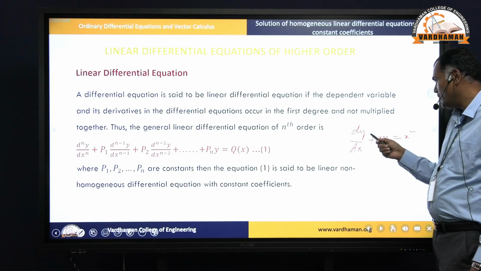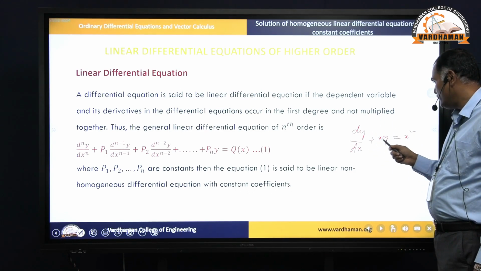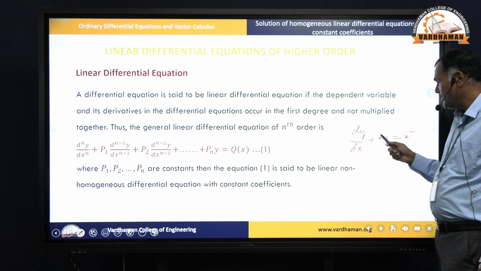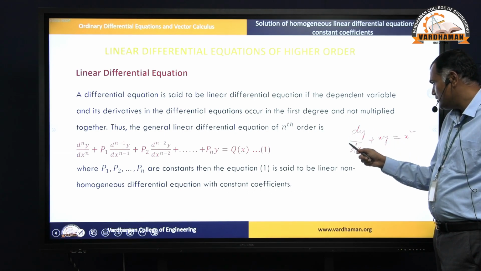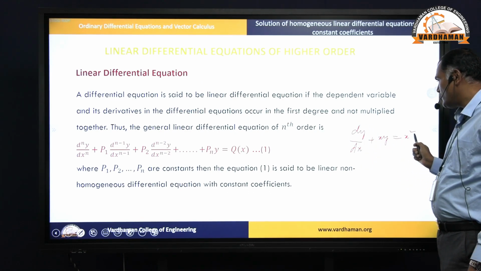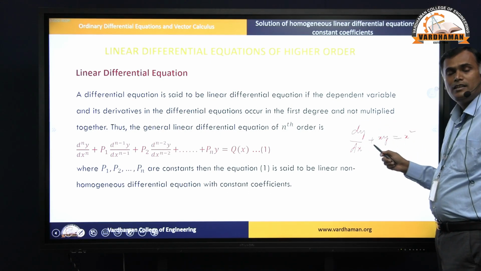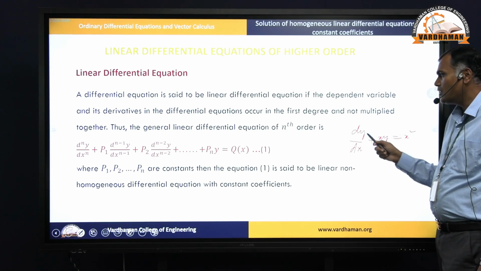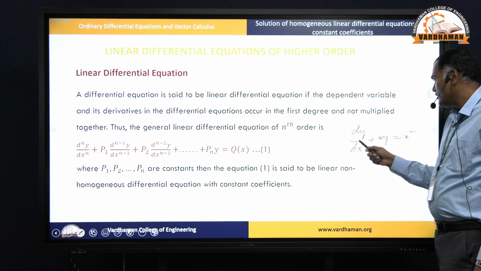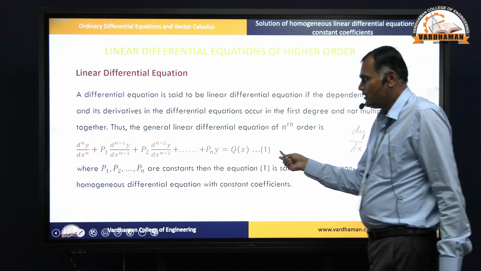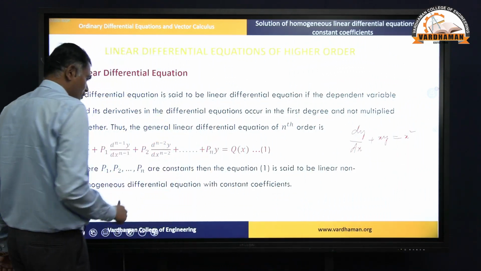Clearly it is of degree 1 and there is no product of the dependent variable and its derivatives. Here the dependent variable is y, the independent variable is x, and clearly this is of degree 1 and there is no product. So this DE is known as a linear DE and this is of order 1. Similarly we can write even a second order linear DE, third order, fourth order. Like this we can write an nth order linear differential equation.